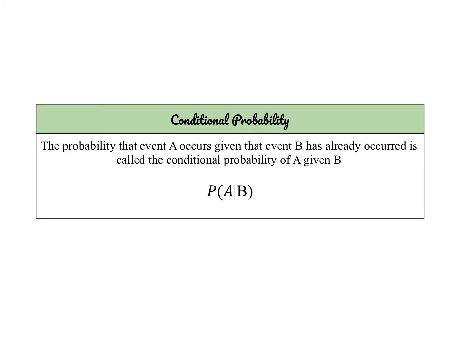So today we're going to be focusing on what's called conditional probability. Conditional probability is finding the probability of an event given that another event has already occurred. So again, if you see something like this, P of A with a vertical line B, that means the probability of event A happening given that B has already occurred.